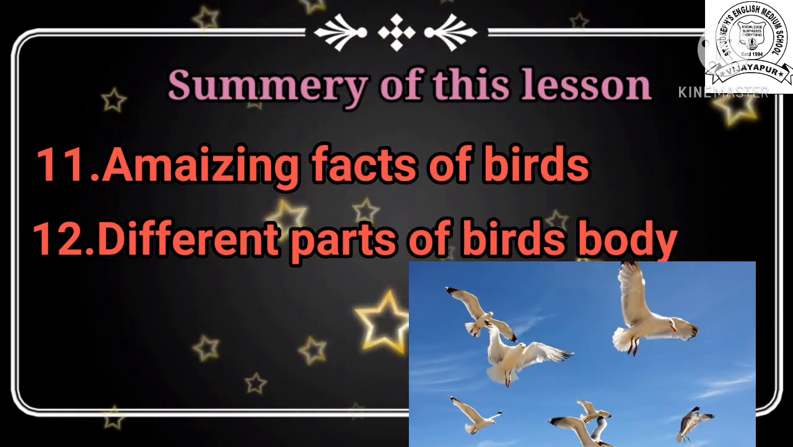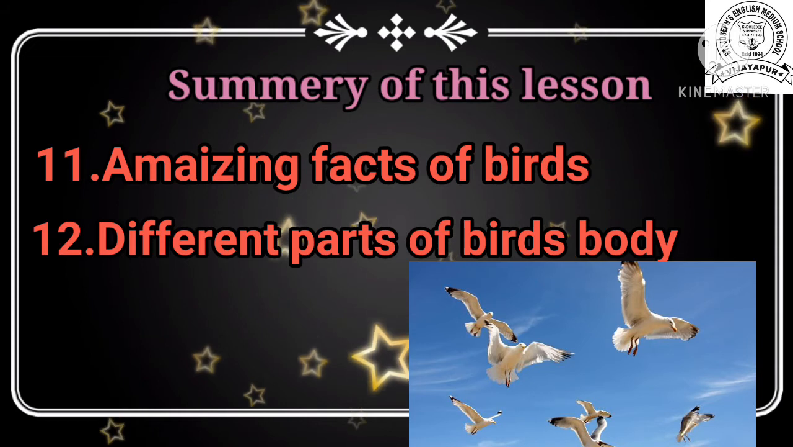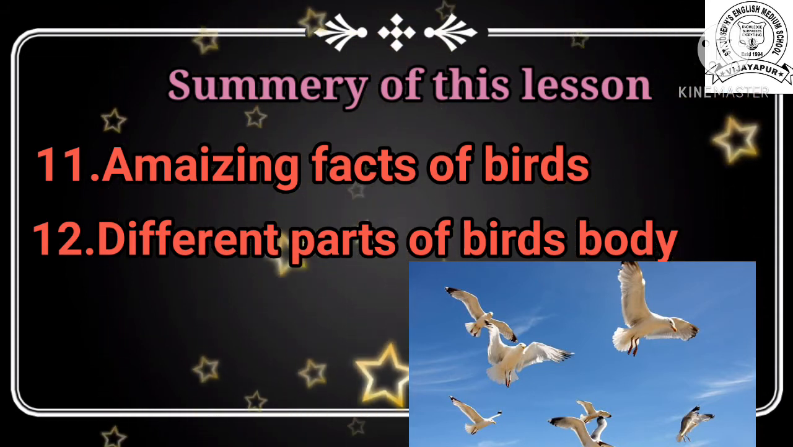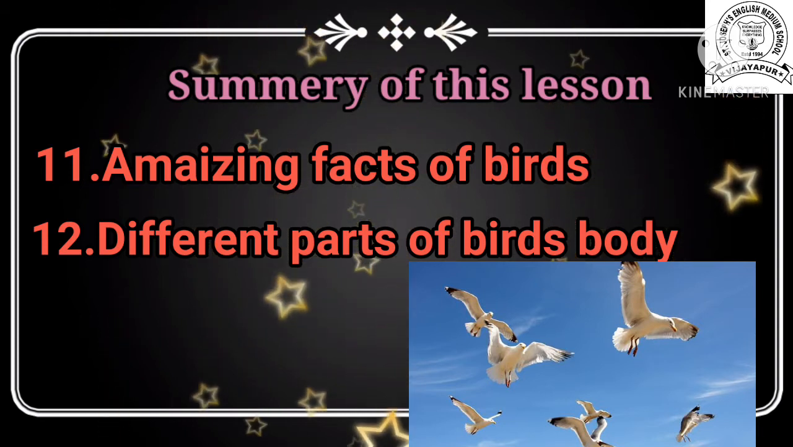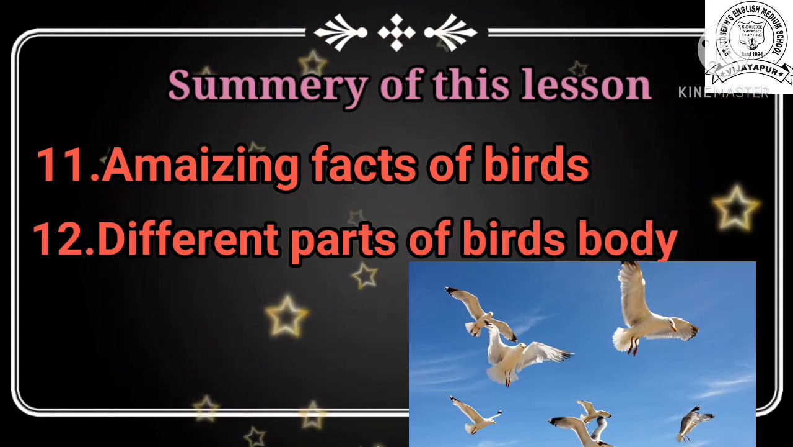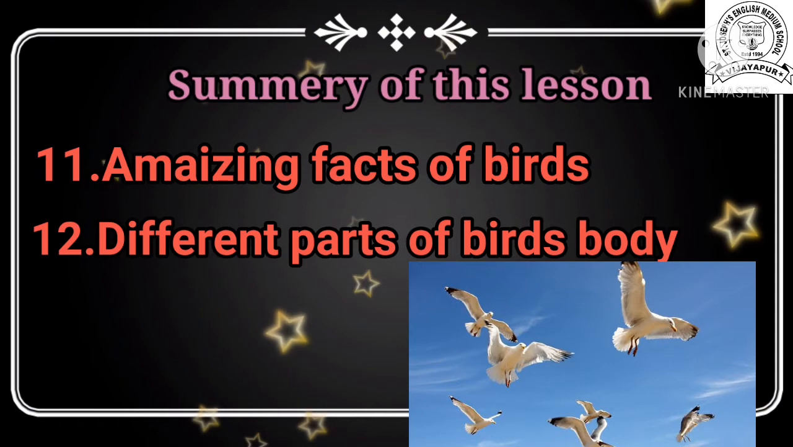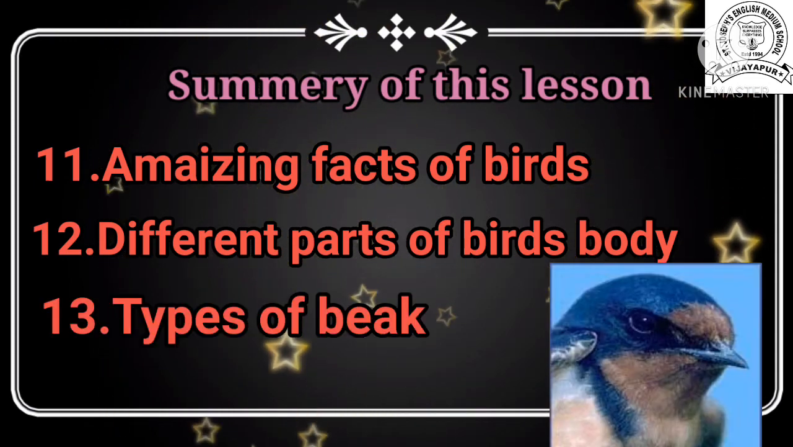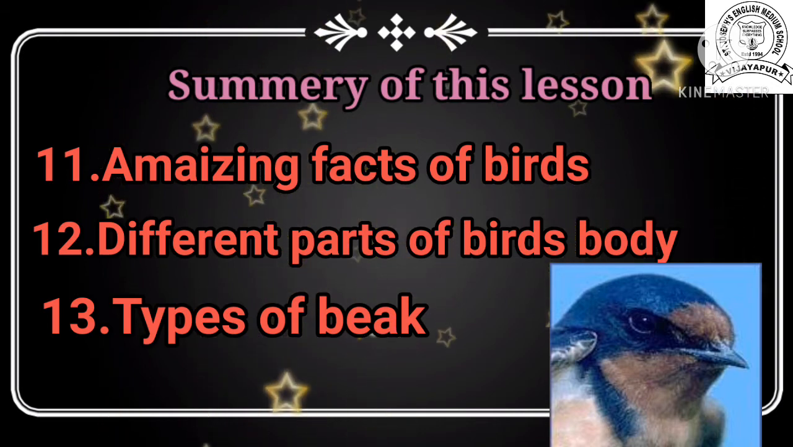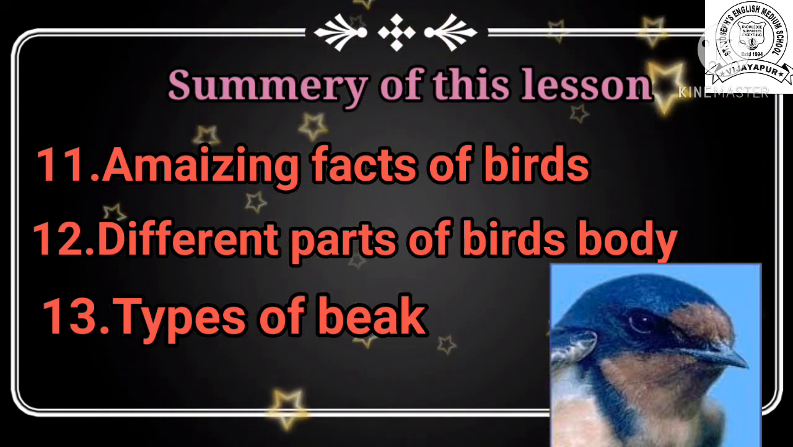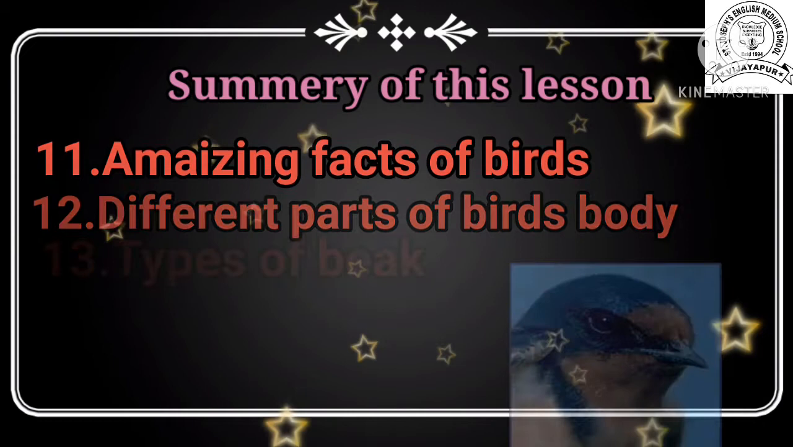Beak, throat, breast, wing, then wing feather, tail feather, foot and claws. And they use their body parts to do the different functions. Then after that, children, we discuss the types of beak. Beak is a projection of the jaws. So there are 7 types of beak.